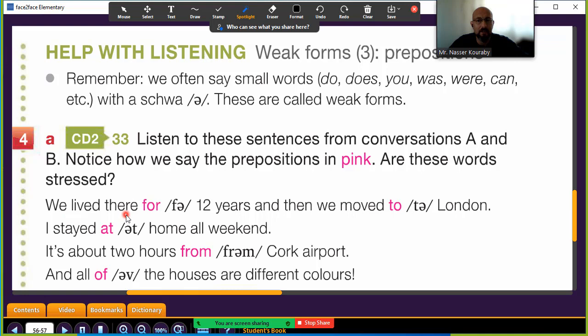No, for 12 years. And we moved to London. We moved to London. No, we moved to London. To London. I stayed at home. I stayed at home. Stayed at home. And it's about 2 hours from Cork. Two hours from. Okay. And all of the houses, all of. So this is what we mean when I say weak form. You don't put stress. In the conversation, this is normal. When you speak, it will come naturally. And in the conversation, maybe you don't hear them. So this is why, because they are weak form.